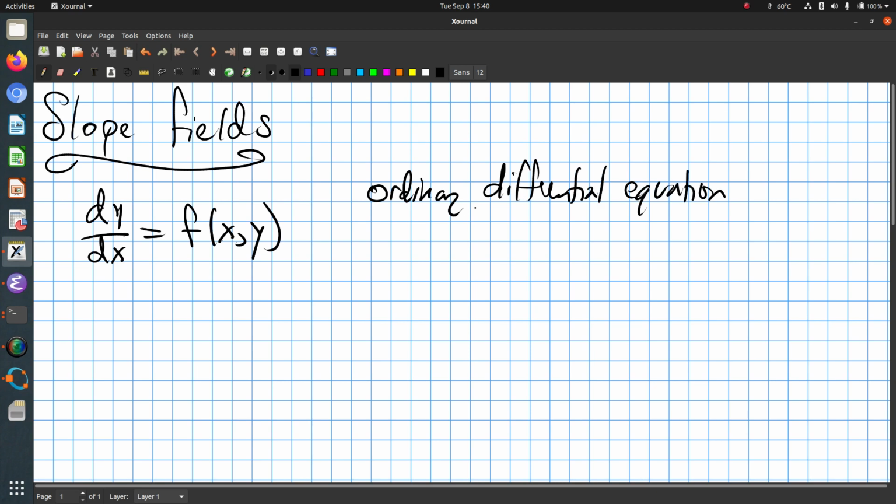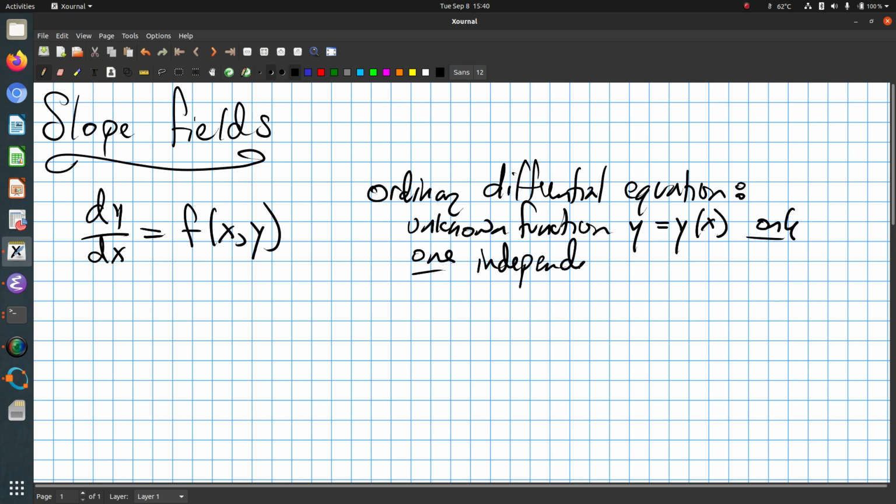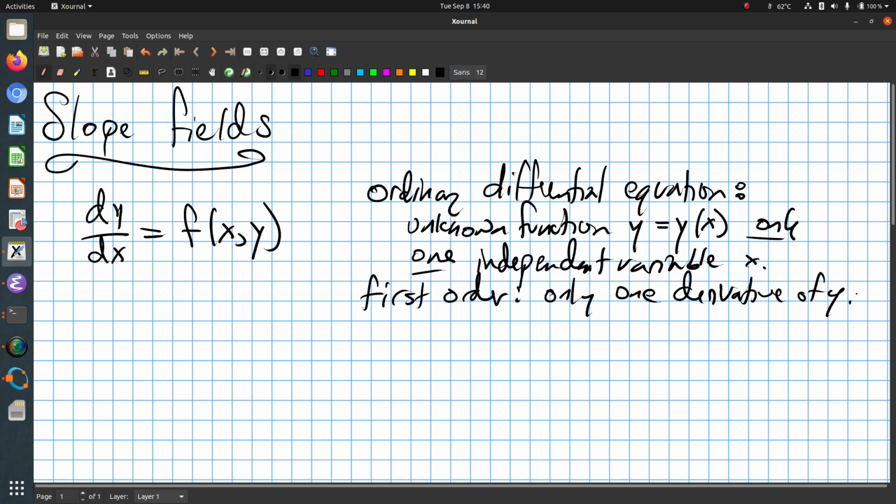So the unknown function y is equal to y of x, only one independent variable, and that's x, and it is first order. That means only one derivative of y. Okay, so slope fields can be drawn for ordinary differential equations that are first order.